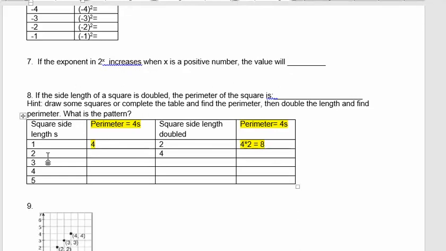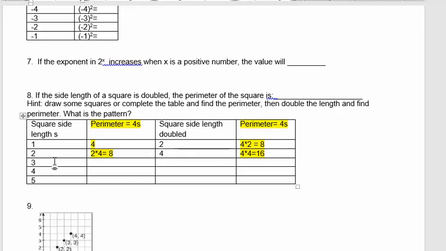Okay, let's try another example. When the square has a side length of 2, then the perimeter would be 2 times 4, which is 8. And then I would double that. I would go from a side length of 2 to a side length of 4. Then my perimeter would be 4 times 4, which is 16. So I went from 8 to 16. So I went from 4 to 8 and then 8 to 16.